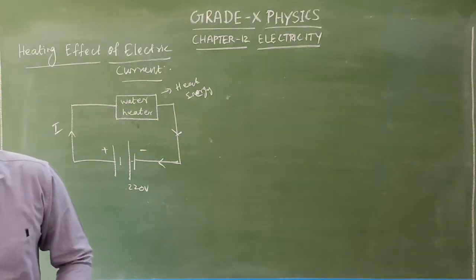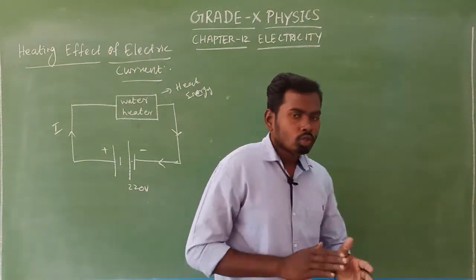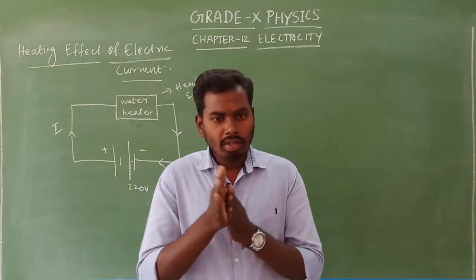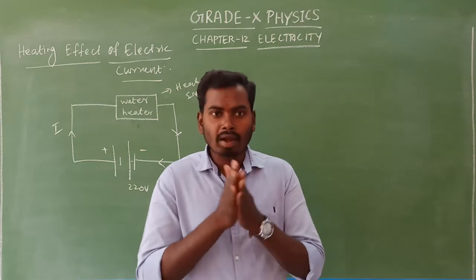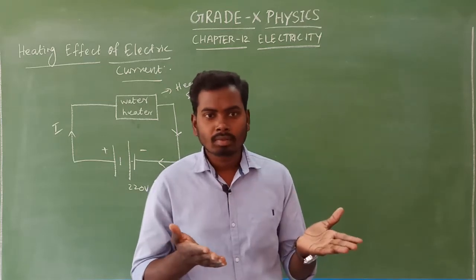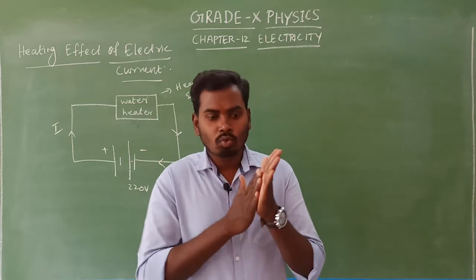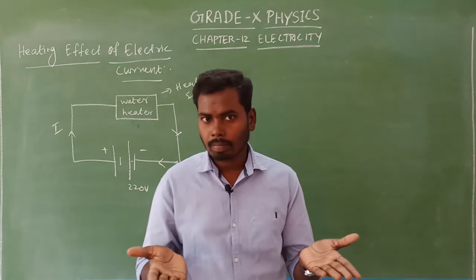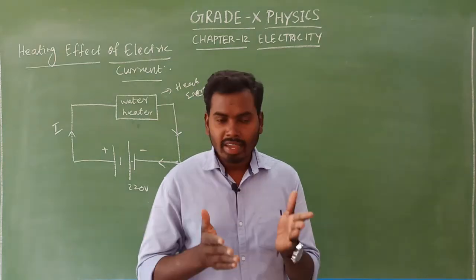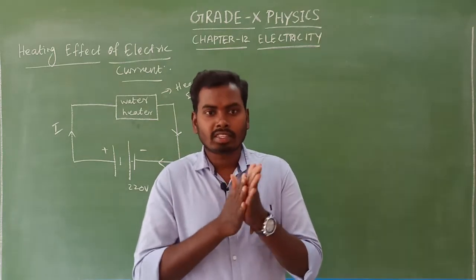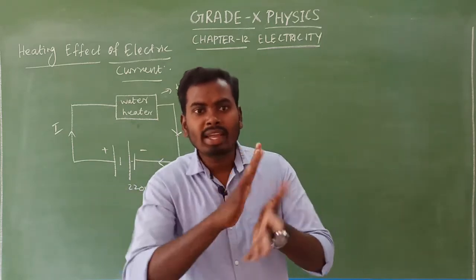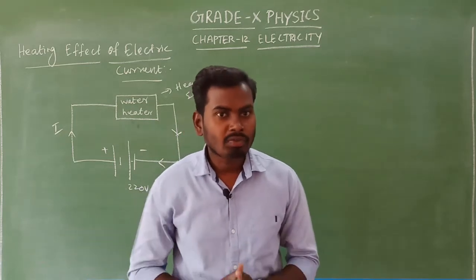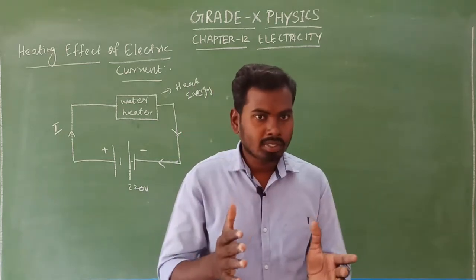Let's start with an example. When we rub our hands together, what will happen? There will be some amount of heat. Here heat is produced because of friction. So when two or more things rub together, there will be some amount of heat energy. Keep this concept in your mind.